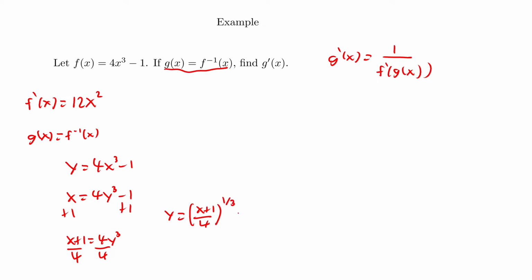So this is our g of x. That means that if I want to find g prime of x, then this is going to be 1 over f prime of g of x. So f prime is this function over here, so that's going to be 12. There's an x squared, so instead of plugging in the x, I'm going to plug in the x plus 1 over 4, because that's going to be our g of x, which is this value down here.